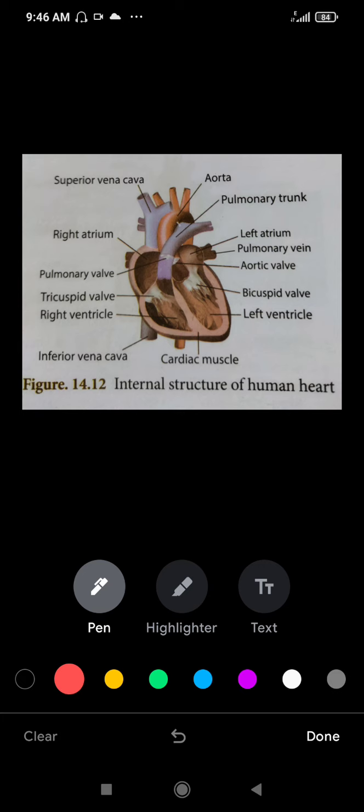The heart is enclosed in a double-walled membrane known as the pericardium. This pericardium contains lubricating pericardial fluid, which reduces friction.